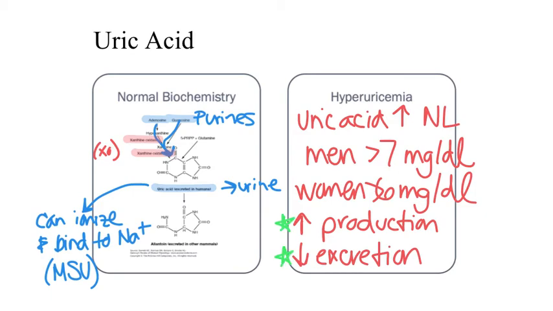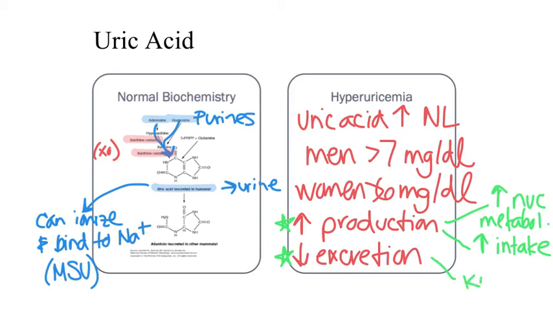Some factors that lead to overproduction of uric acid are increased metabolism of nucleotides, like adenosine and guanosine, due to increased cellular breakdown, for example, or increased intake of dietary purines, which are high in foods like meats, cheeses, and red wine. You can have reduced excretion of uric acid due to kidney damage.